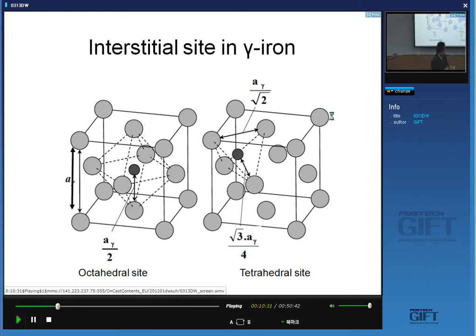Similar to BCC iron, there are also octahedral sites and tetrahedral sites in FCC iron. When you see this figure, the octahedral sites in FCC iron are located at the corner, in the center, and on each edge, right? And as you can see, the shape of the octahedral site, the octahedron, is symmetric in this case. And how many octahedral sites are there in one FCC unit cell?